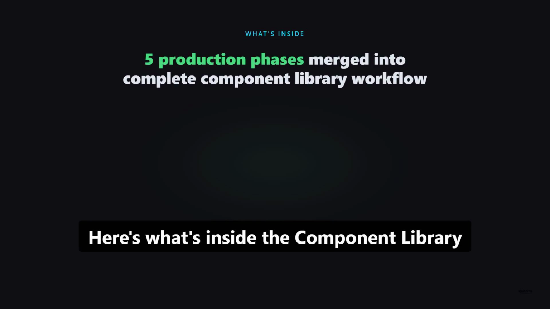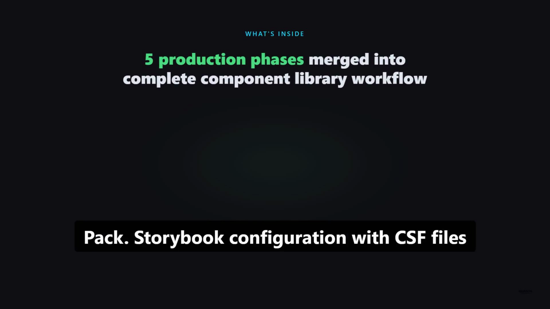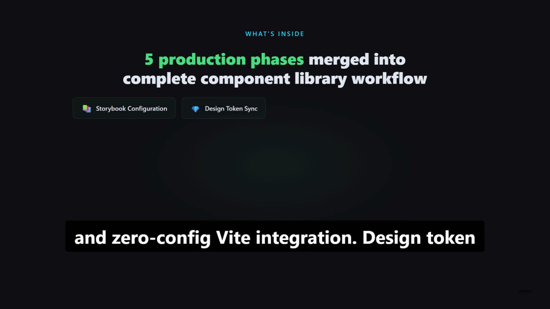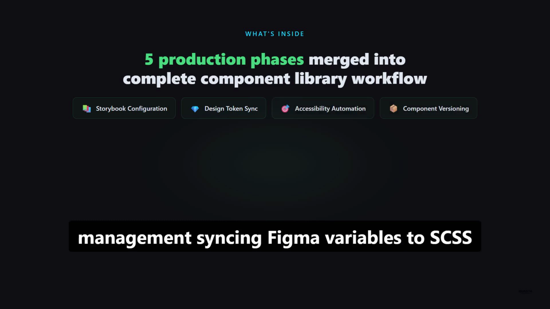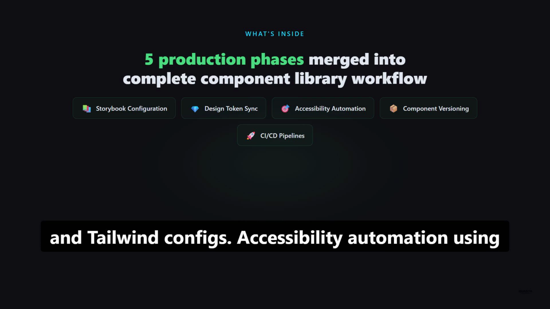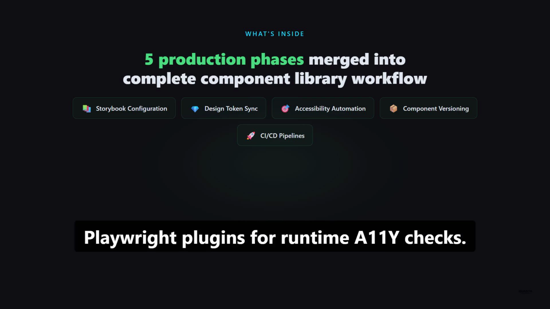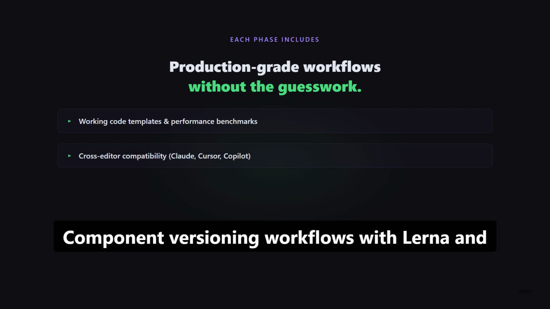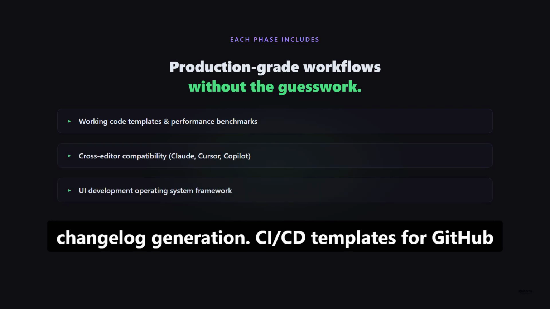Here's what's inside the component library pack: Storybook configuration with CSF files, and zero-config Vite integration. Design token management syncing Figma variables to SCSS and Tailwind configs. Accessibility automation using Playwright plugins for runtime A11Y checks. Component versioning workflows with Lerna and changelog generation.